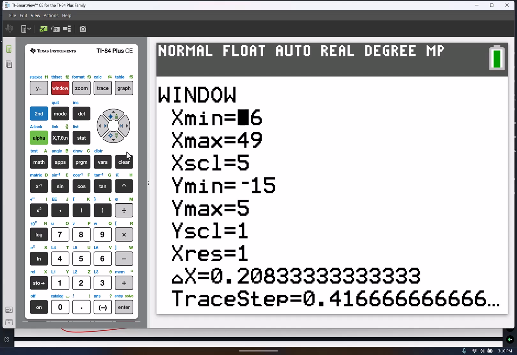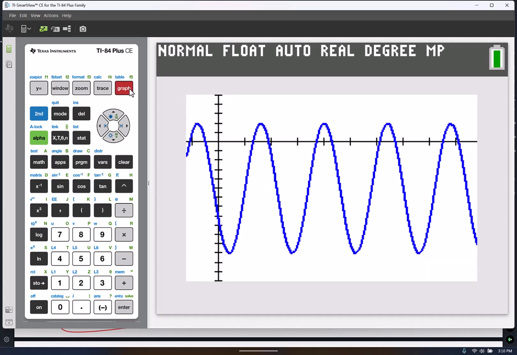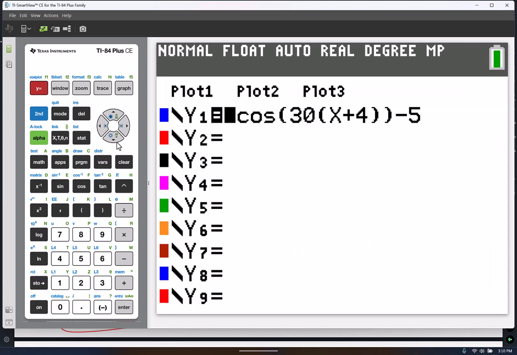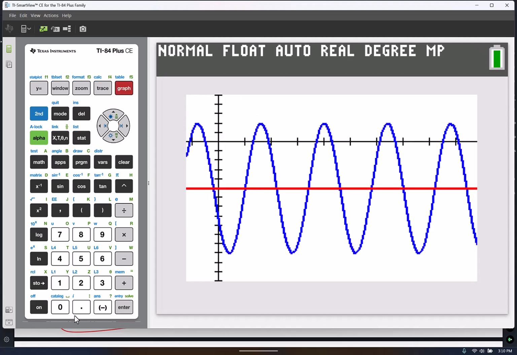And then when you push graph, you get that graph. If you want to see a better one, you're like, I want to see the midline. Like, okay, -5 on y2, and now you can see your midline. You don't need to put the midline on your y2. You're fine without it.